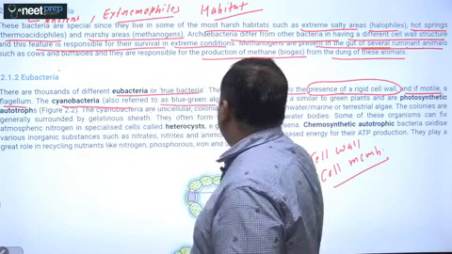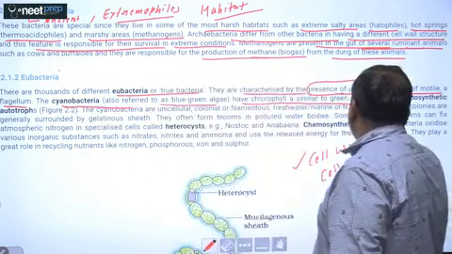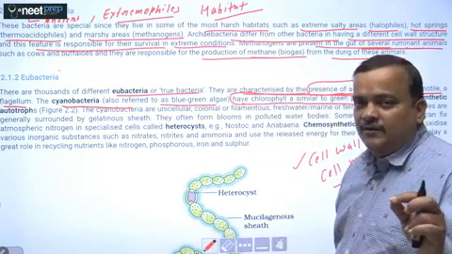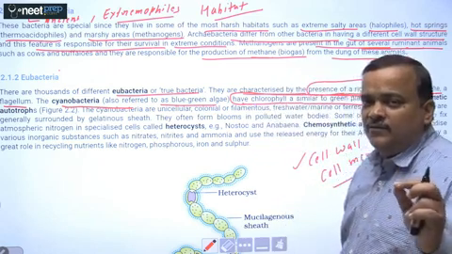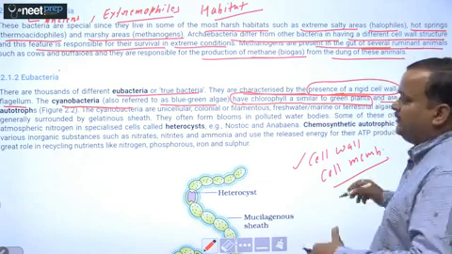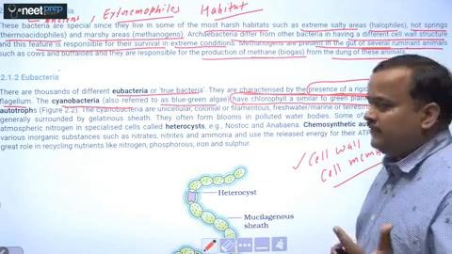Cyanobacteria, also referred to as blue-green algae, have chlorophyll A similar to green plants. This question has also been asked. That means in the case of blue-green algae or cyanobacteria, the chlorophyll A present is similar to what is present in higher plants. They are photosynthetic, that means they can produce their own food in the presence of light.